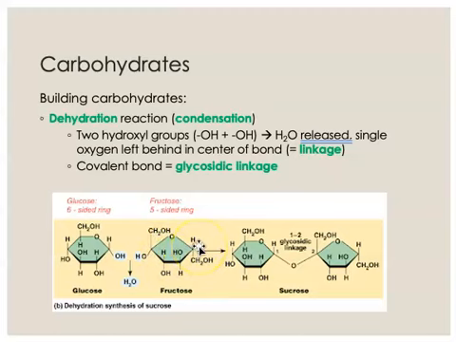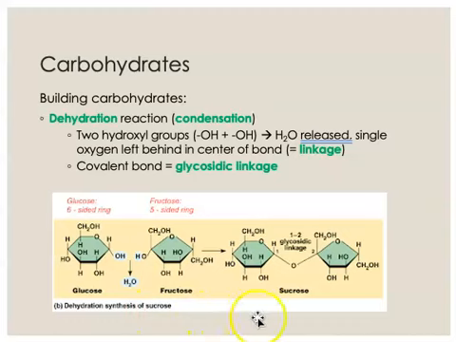Remember, all of the carbons in a ring structure are numbered. Carbon 1, carbon 2, carbon 3, carbon 4, and then an oxygen at the apex. These two hydroxyl groups are reactive, and in the presence of an enzyme, they will come together and a molecule of water will be released. Hence the word dehydration. We're losing water when these two molecules come together and covalently bind.